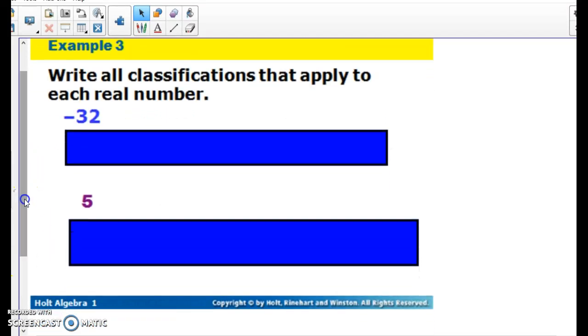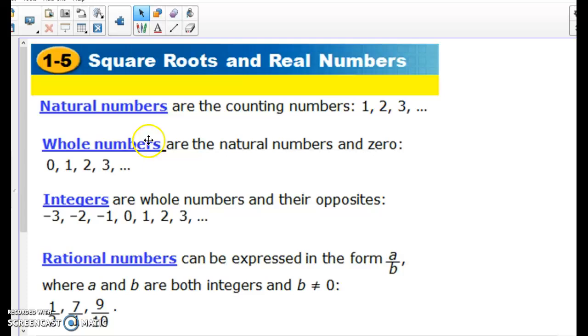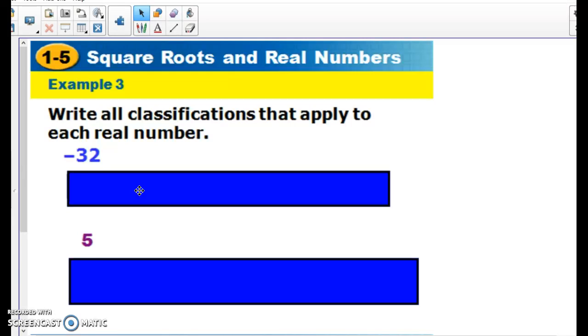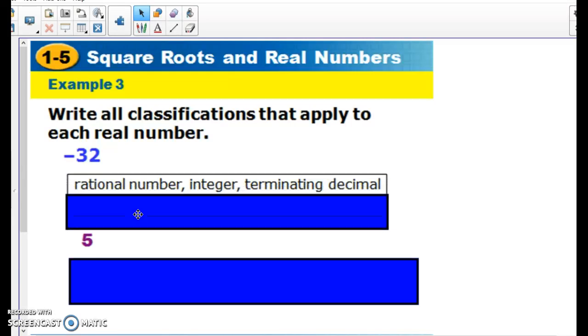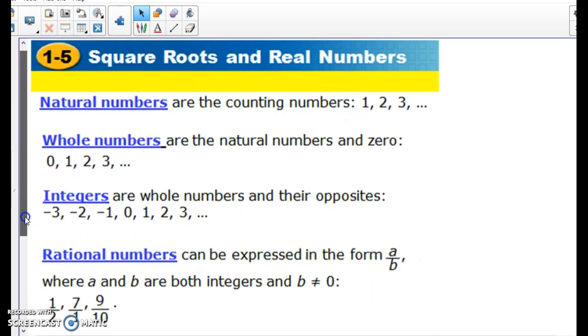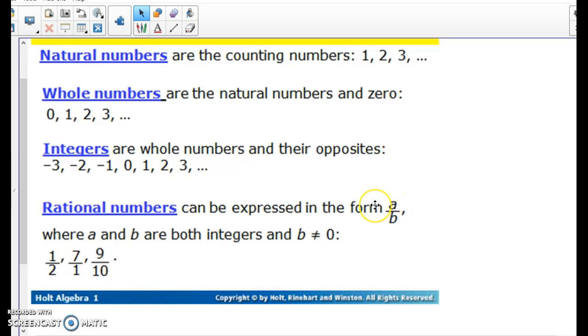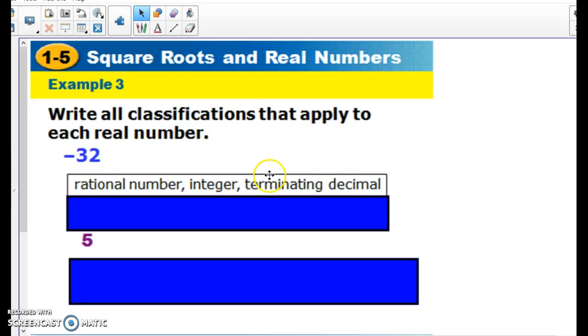Alright, so if I'm looking at this, I have negative 32. Okay, so negative 32 is not going to be a natural number. It's not going to be a whole number. Okay, but it will be an integer. Okay, integer should be one of those. There it is. Okay, integer. It will also be a rational number because we can write it as a fraction, negative 32 over 1. It's a rational number. And then it would also be a terminating decimal because it doesn't go on forever. It's not like negative 32.174512. Okay, it's not going to be going on forever. We know it is terminating.